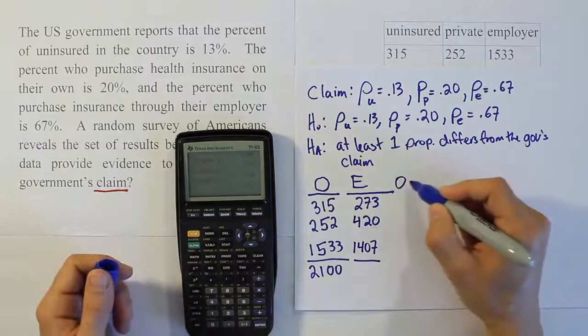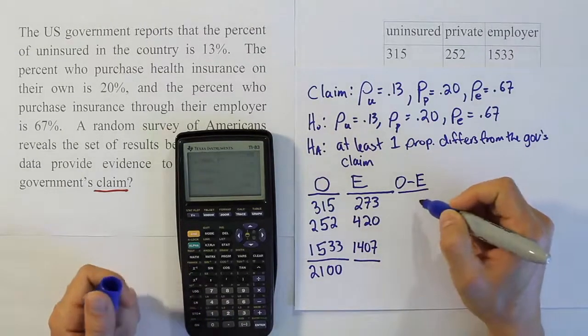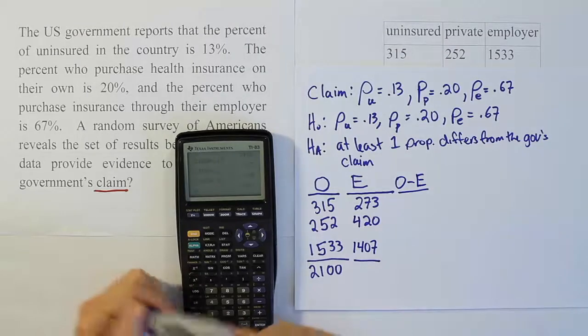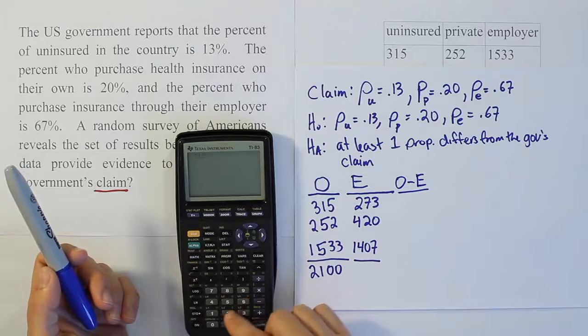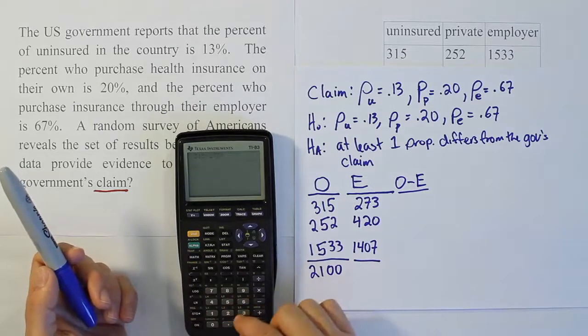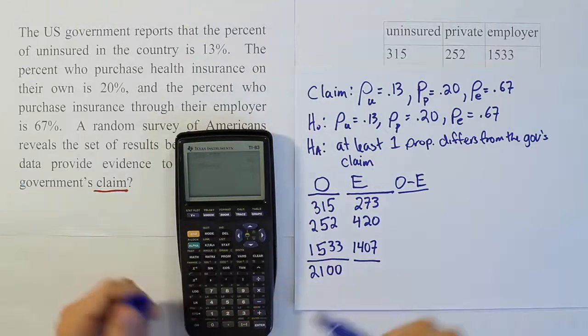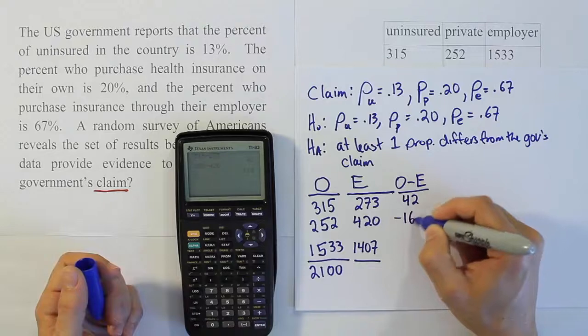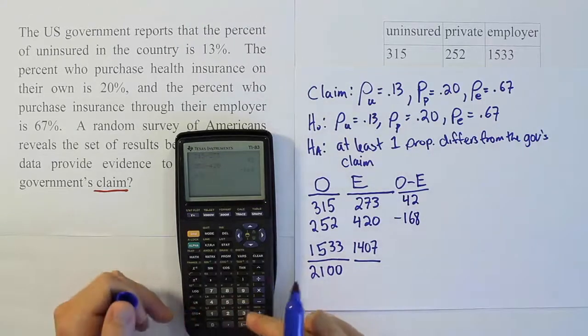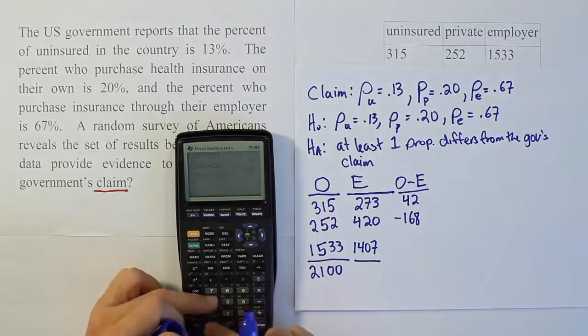Now we do observed minus expected. That's the next step. So we just subtract these, right? We literally will just say 315 minus 273, then 252 minus 420. So in that case, we'll have 42. Then this one will be negative 168. And then finally, 1533 minus 1407.